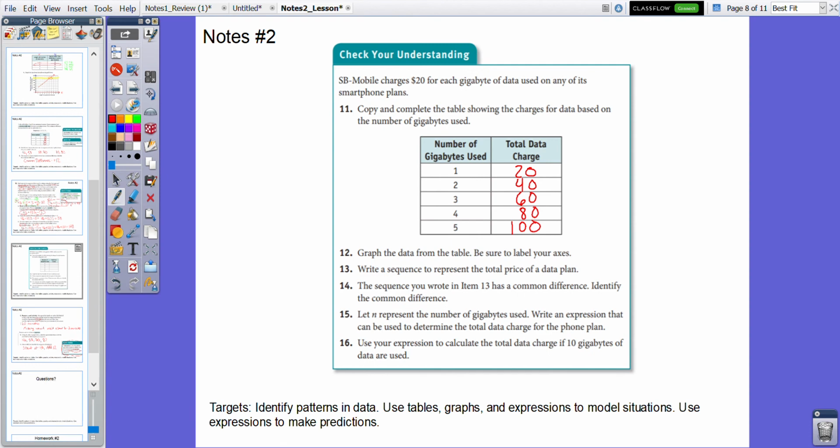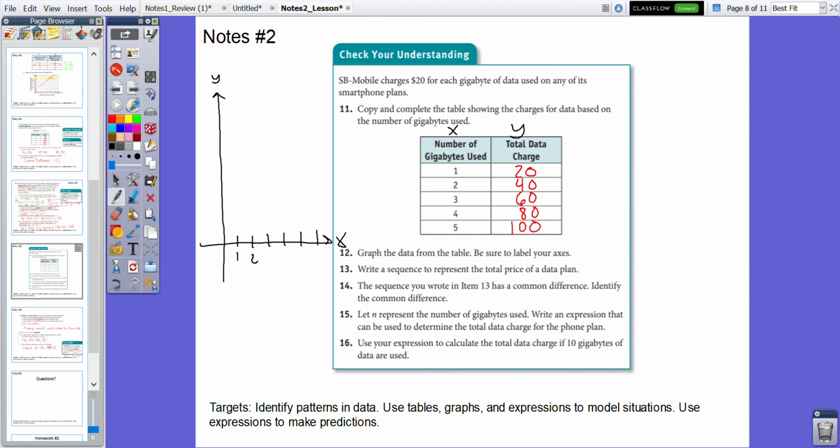Okay, graph the data from the table. You guys can do that on your own. But what I would suggest, if you're doing a graph and you have the graph paper, I do not, is to make this X, so this is your horizontal axis. Make this Y, so that's your vertical. And keep it simple. So you'd have 1, 2, 3, 4, 5, 6 like this.